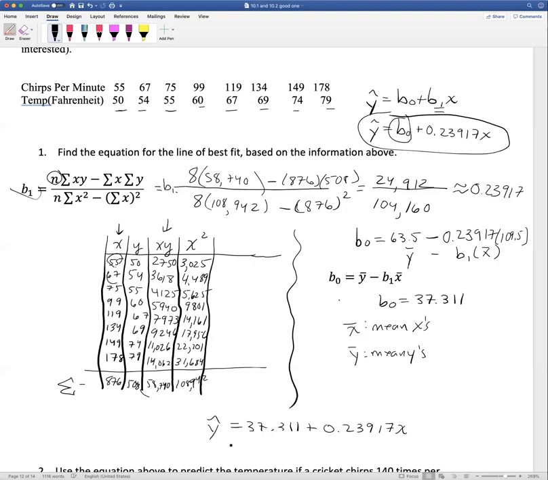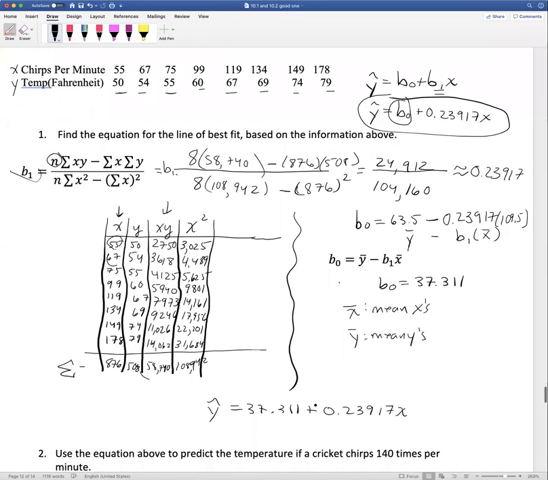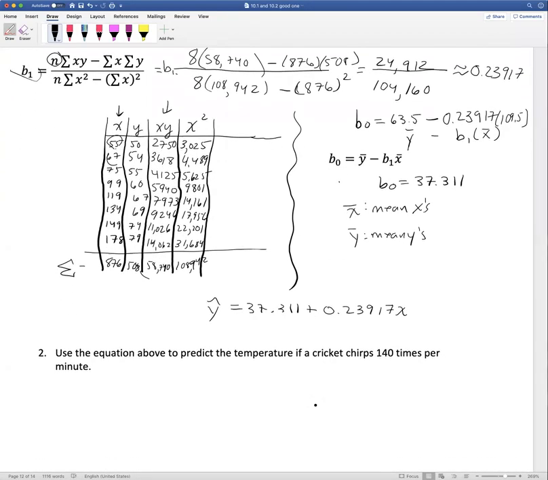So if we want to find information about this line, x represents the chirps per minute, and y represents the temperature. So if we substitute any value in for x, if we substitute in the chirps per minute into this formula, that will tell us approximately what the temperature is. And vice versa, if we substitute the temperature in for y, we can figure out about how many chirps per minute we should have based on that temperature. So you can use these formulas to help you predict information as long as it's within a decent range of your data. Let's do that for this next example.